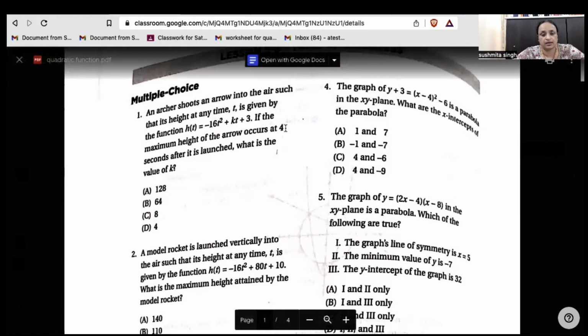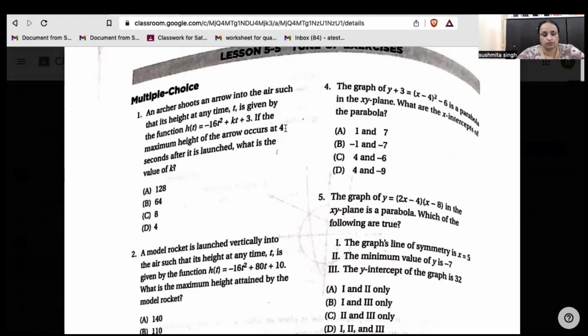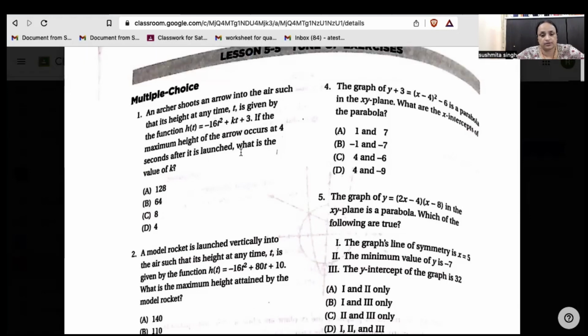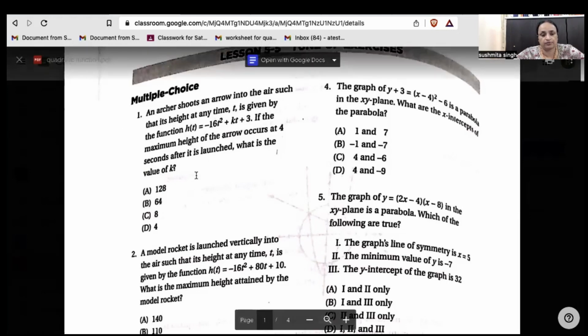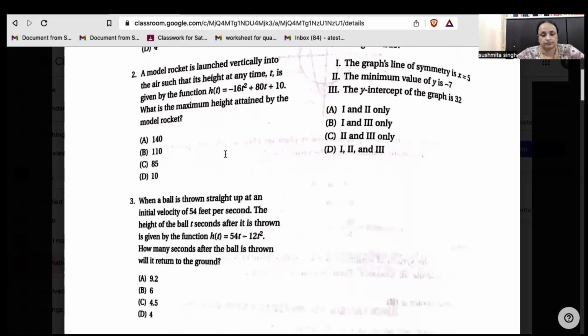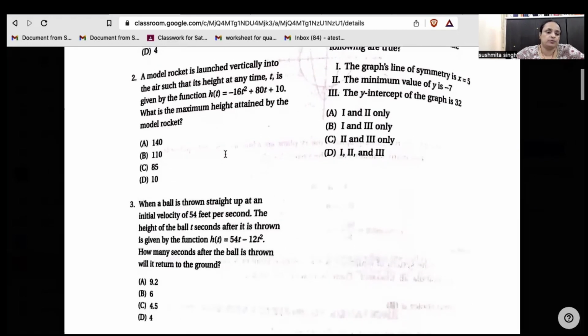So over here, we need to find the value of k, and we have been given that the time of maximum height is 4. Would we be able to do this question by Desmos? You have to tell in the comment box if we can do it or not. So we move to the second one.